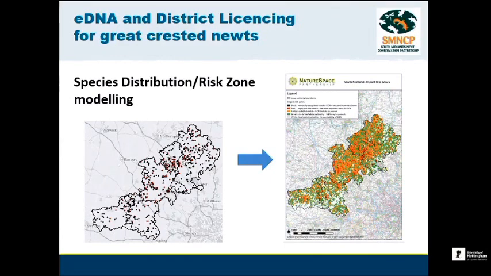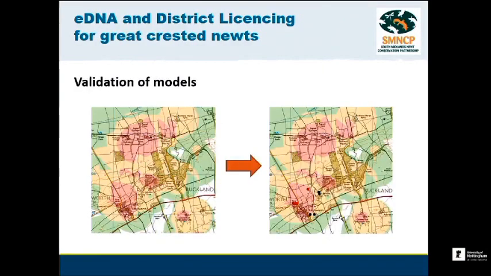We also built in known records from record centres in that modelling approach. We then used eDNA to validate some of these areas. So the road we've got running across here is the A420, which runs between Swindon and Oxford. We had this big area of high likelihood of great crested newt presence to the side of it, but we had no records of great crested newts, either from the record centre or in our analysis through that area.